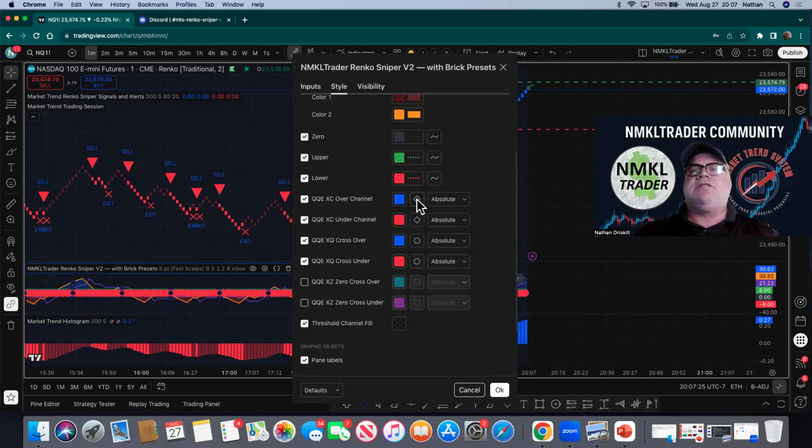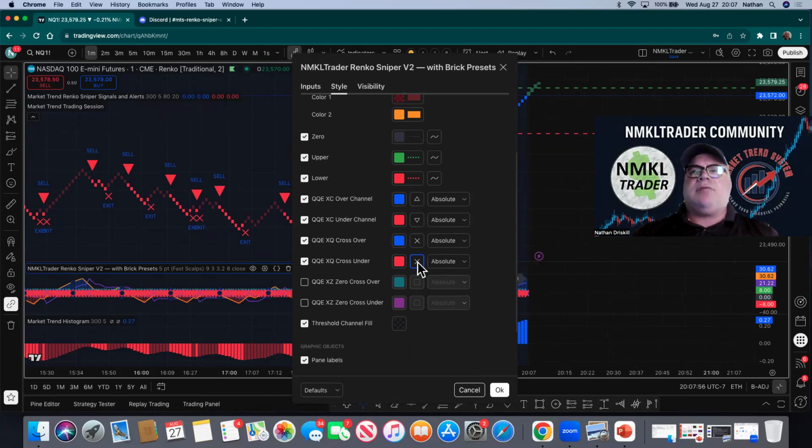Now I want to change these symbols. Okay, like right here. And you can select whatever you want, but for that I want a triangle up. For the red, I want a triangle down for a sell. Okay, and then for here, I like to select X because sometimes these represent get out points on the actual sniper itself. So that's where we're at with that.